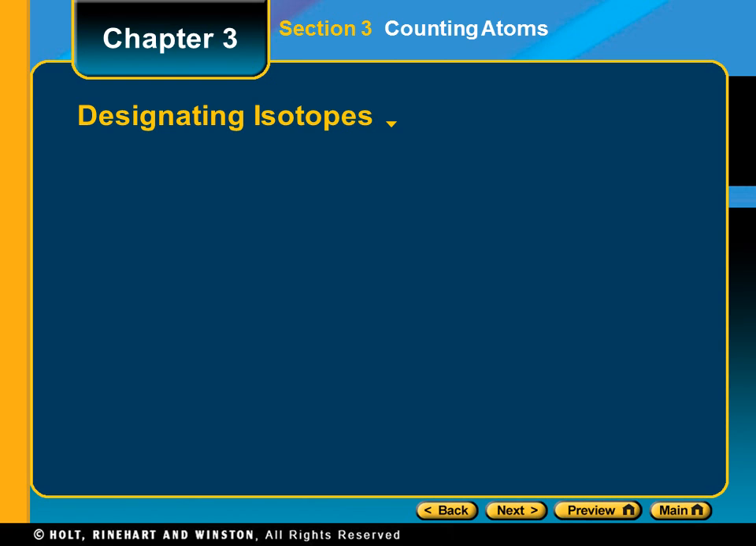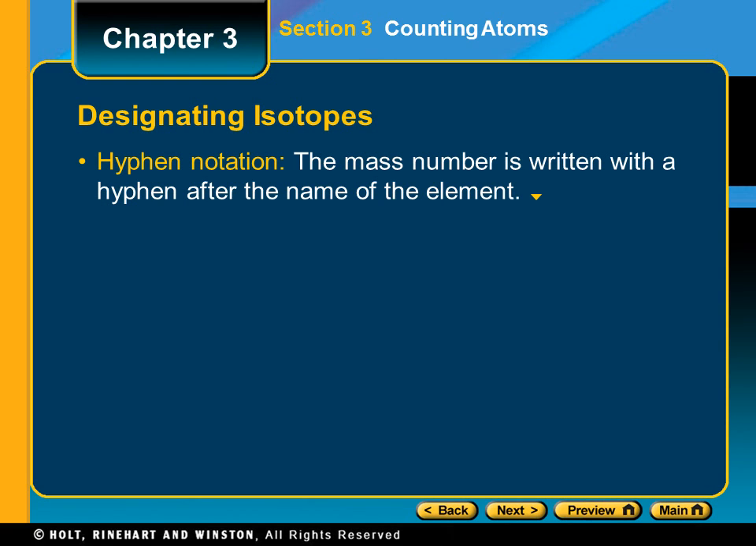So how do we designate isotopes? There is what we call hyphen notation. The mass number is written with a hyphen after the name of the element. So, uranium-235. Okay. That's designating an isotope. Remember, it's the mass number here that's given. You've got to memorize the difference between the mass number and the atomic number and what they each represent.